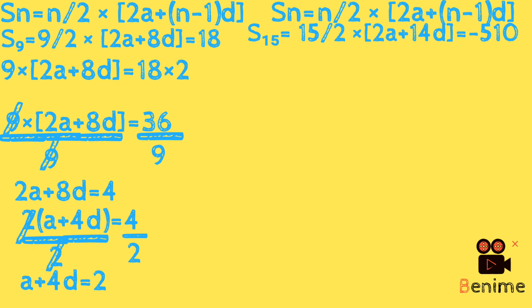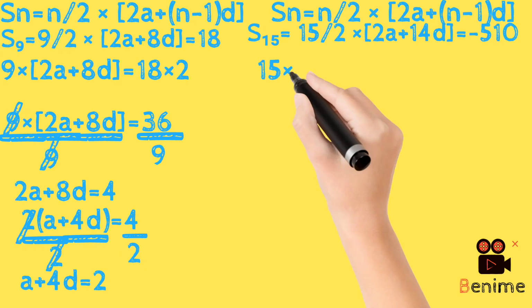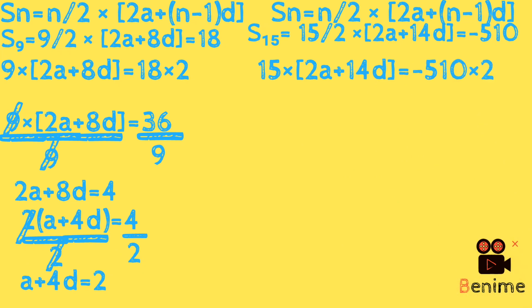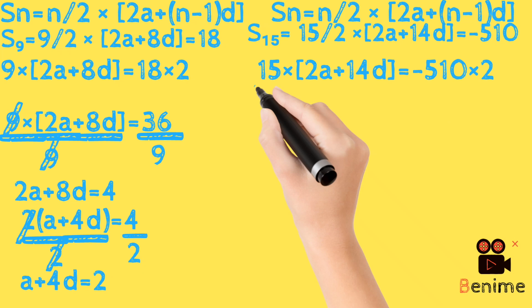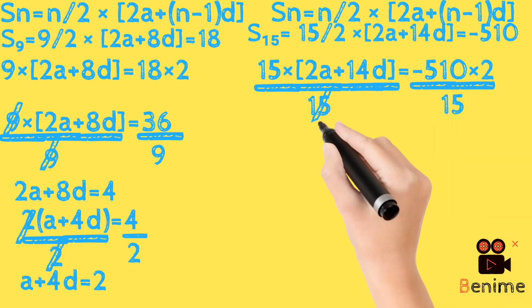Now let's go to equation 2. The second statement says 15 over 2 open bracket 2a plus 14d close bracket is equal to minus 510. Like we did, we cross multiply. So we have 15 open bracket 2a plus 14d is equal to minus 510 multiplied by 2. Then you can divide both sides by 15, that 15 outside the bracket.